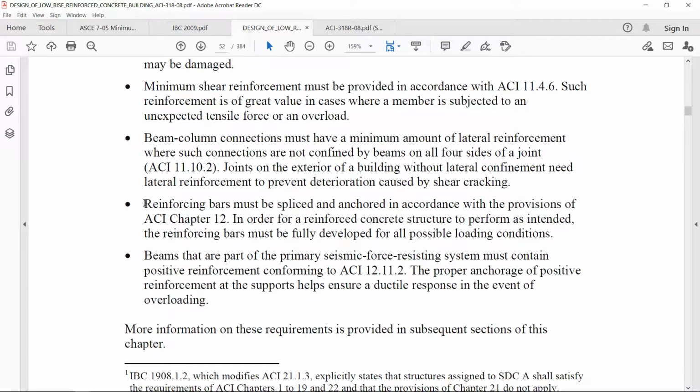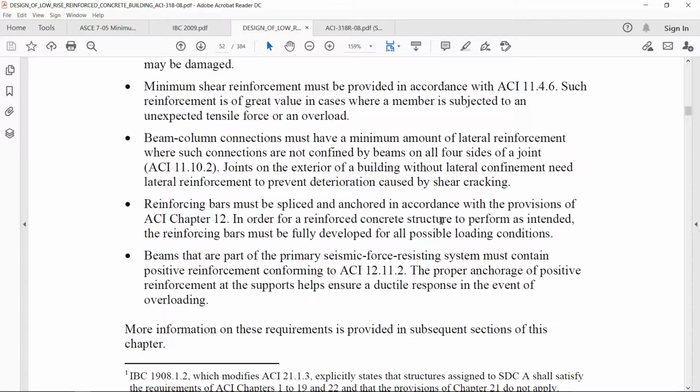Another provision is that reinforcing bars must be spliced and anchored in accordance with the provisions of ACI chapter 12. Very important. Not only these splices, the location of these splices is also important. And if they are anchored, it should be properly designed. So you must follow the requirements of chapter 12.